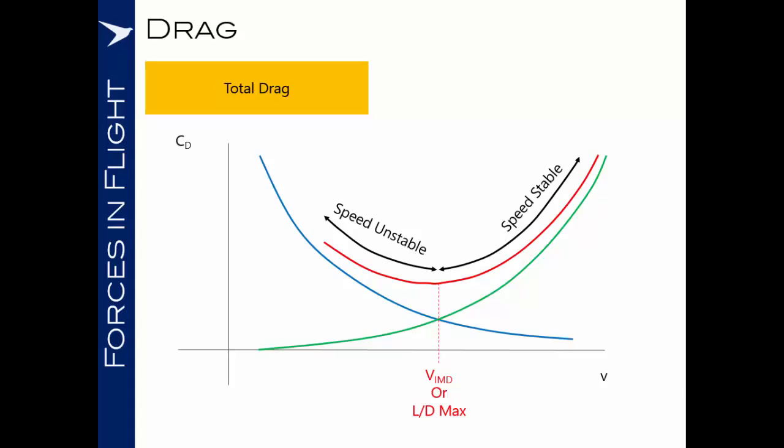The effect that this total drag has on the aircraft is very marked, and we will refer back to this graph a number of times. We'll now move on to looking at the other forces acting on an aircraft in flight.